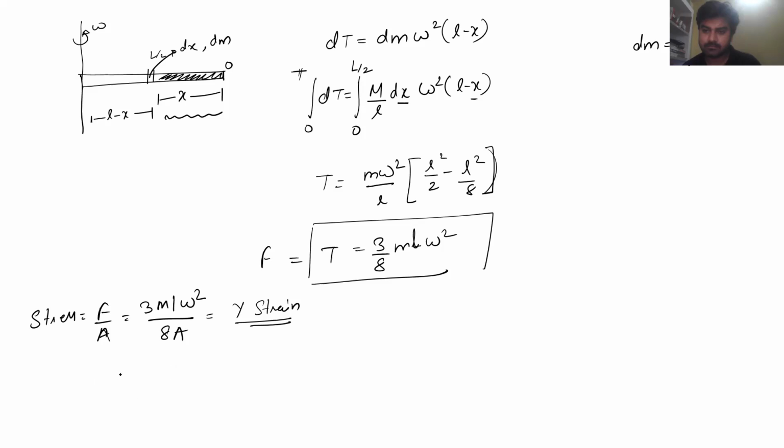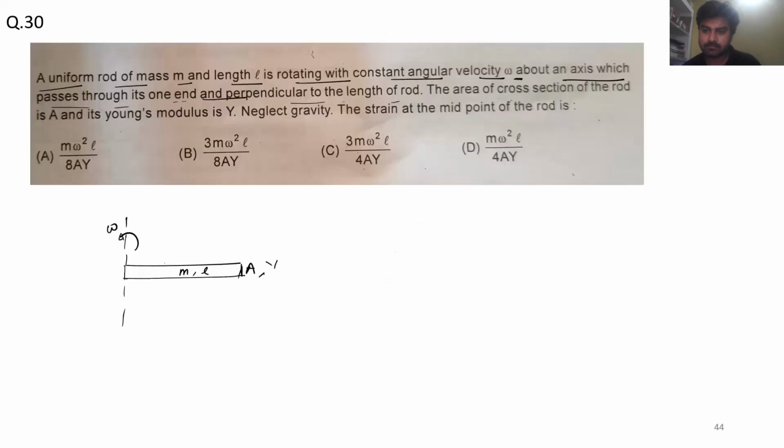Sorry, y will come down. What was the relation? Relation was stress is equal to y into strain. So from here, strain will be equal to stress upon y. So it will be 3 ml omega square upon 8a y. Which option is that? 3 ml omega square L upon 8a y. Option B.